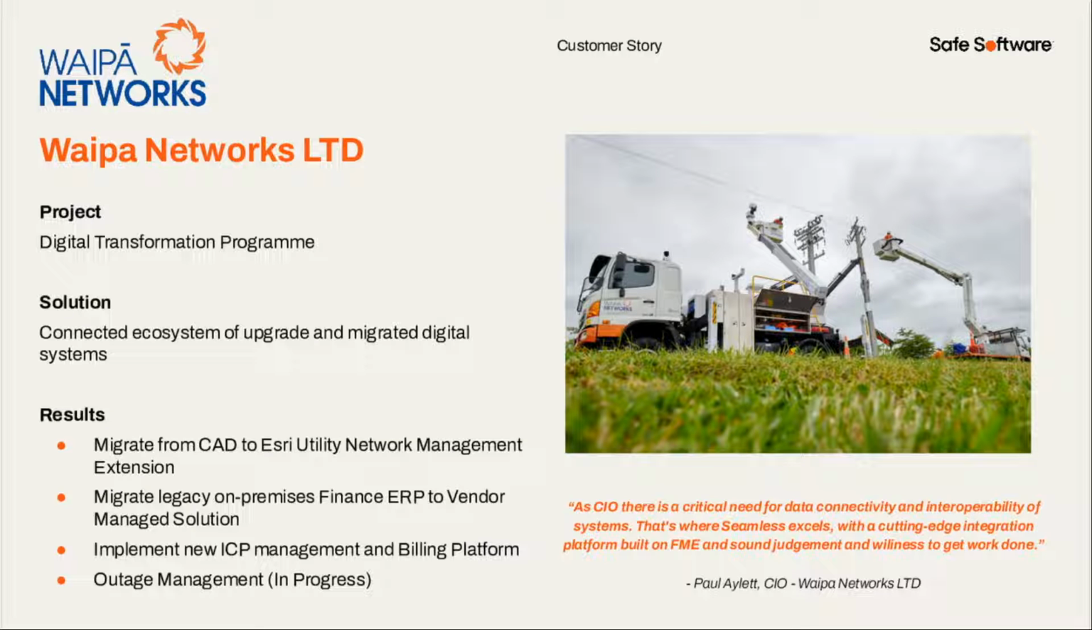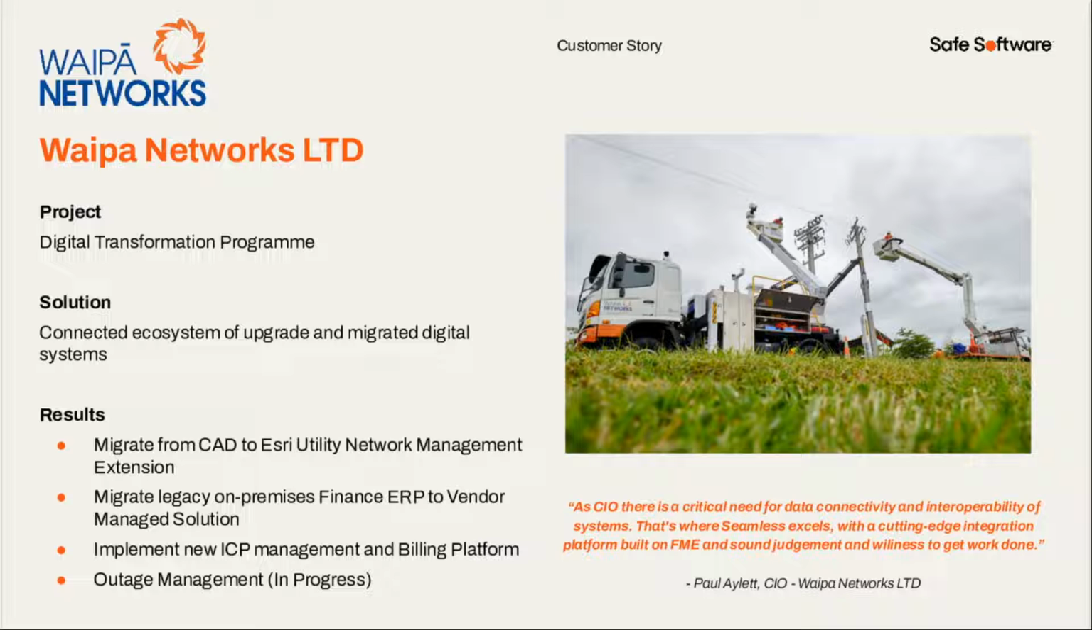Thanks, Sam. So Waipa Networks are an electrical utility in the central North Island of New Zealand. In early 2023, Waipa Networks engaged us to deliver enterprise integration for their digital transformation program. In the previous year, they had delivered an ambitious project to move their network diagrams from CAD drawings through to the Esri Utility Network Management Extension, or the UNME. Integration became a high priority as they looked to migrate their legacy ERP systems, called NCS, to the next generation of the product, called Magic Cloud.